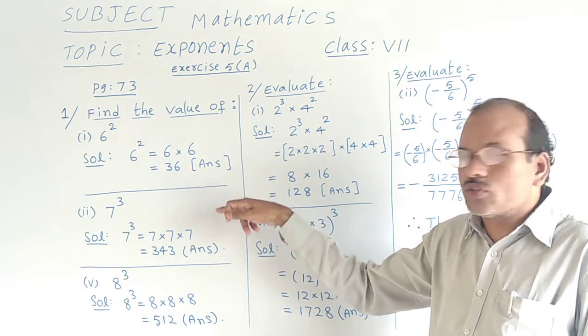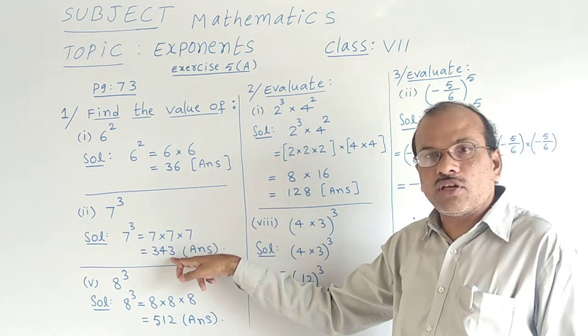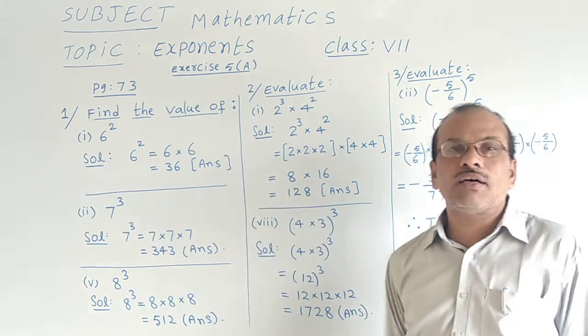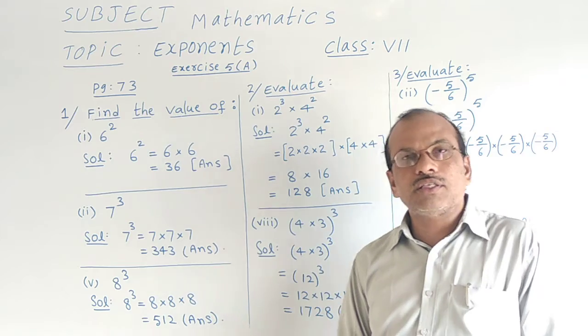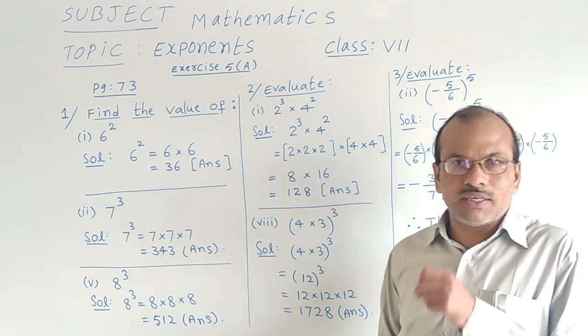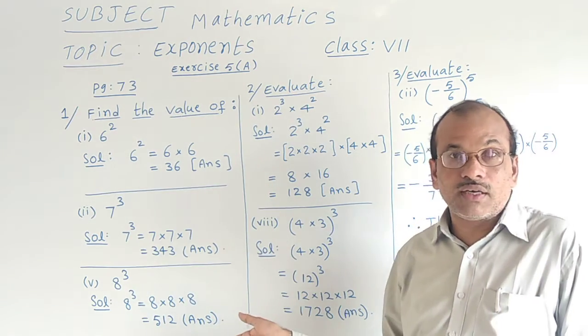49 into 7 gives you 343. That becomes the answer for the given question. This is the procedure through which we can finish it. I hope these things are very clear for you.